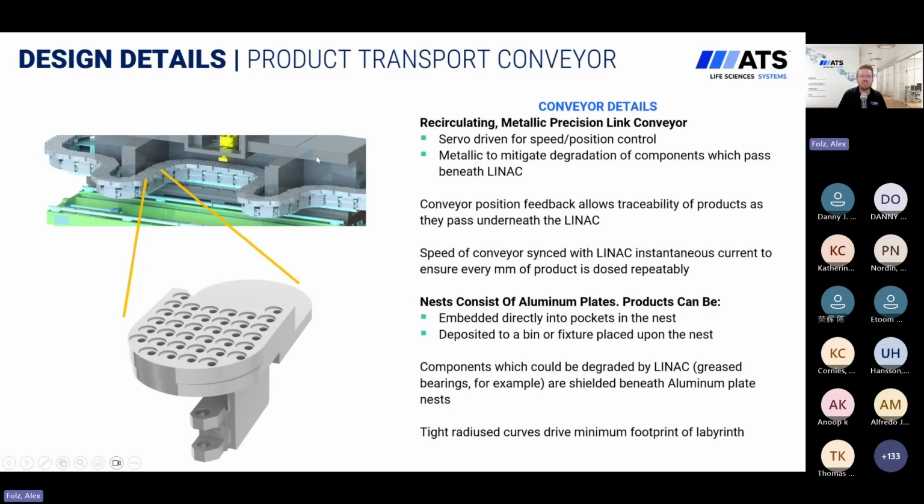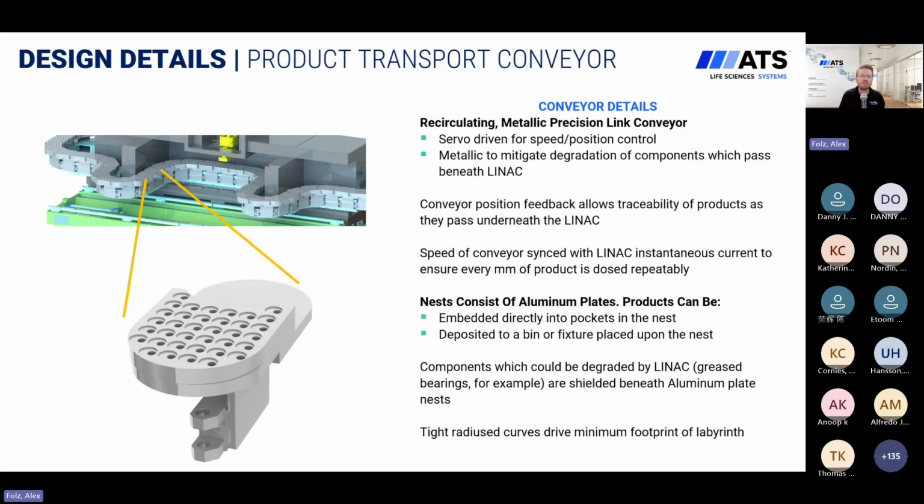We know that this conveyor is going to continue going, and we want to have an optimal life of that. One exciting part about using this style of conveyor is getting conveyor position feedback as well as instantaneous current feedback from the linac. We're actually able to do traceability of products as they pass underneath the linac. So again, this is more optional depending upon your process flow, if this is something that you find would be useful for your device, right?